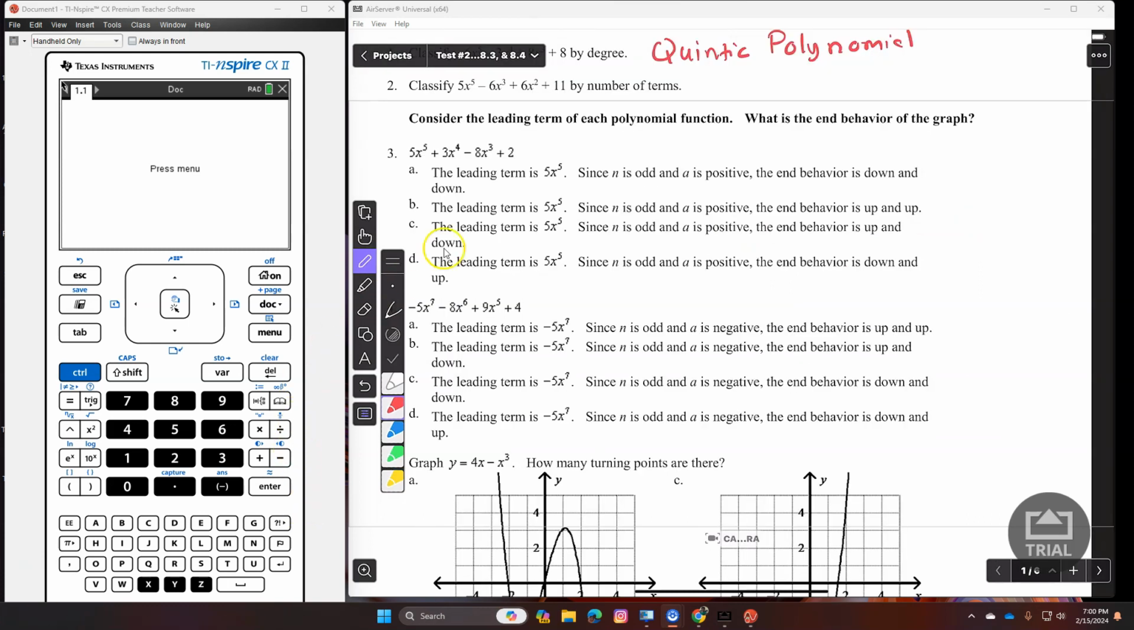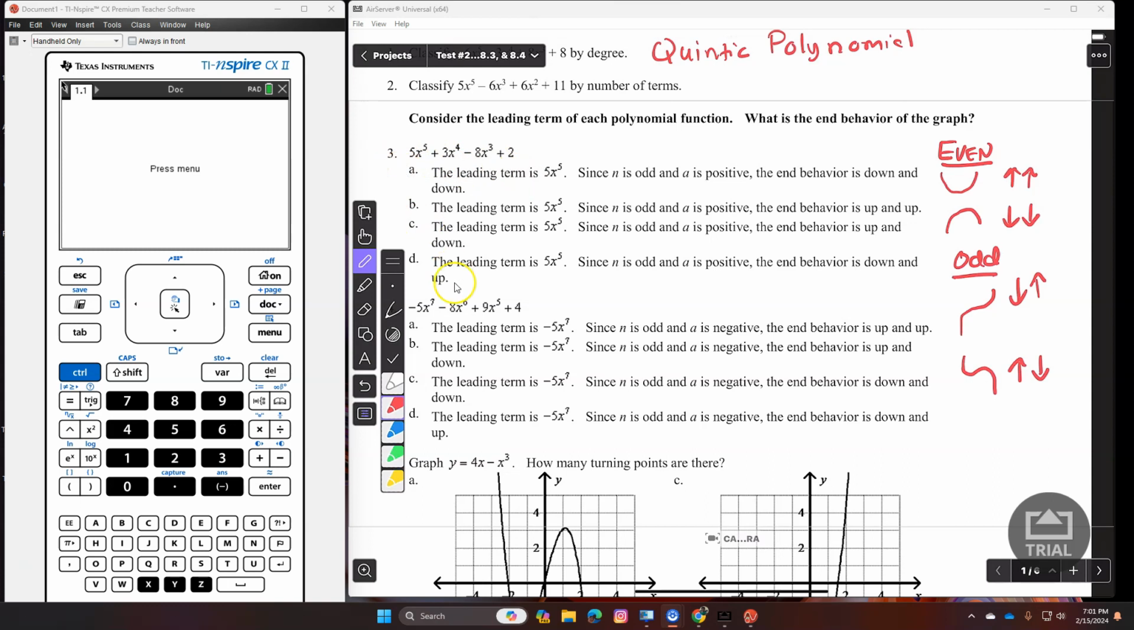Consider the leading term of each polynomial function. What is the end behavior? Remember, there are two different types of polynomials. There's the even, and even is going to behave up, up, or down, down. Odd is going to behave like this, which is down, then up, or it's going to be up and down. So that's how we have two different types of end behaviors.